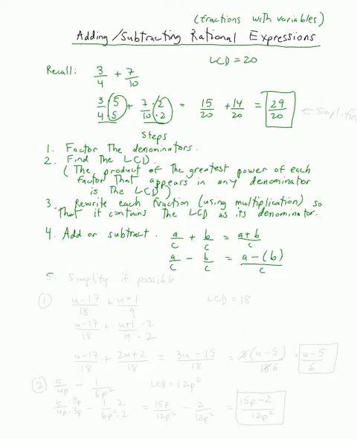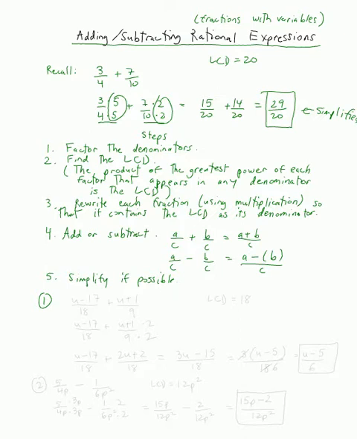Okay, so the last step, simplify if possible. Notice in our example up here, 29 over 20 was already simplified. So there's nothing more we could do with that. But sometimes you're going to be able to simplify further. Okay, so let's try some examples.